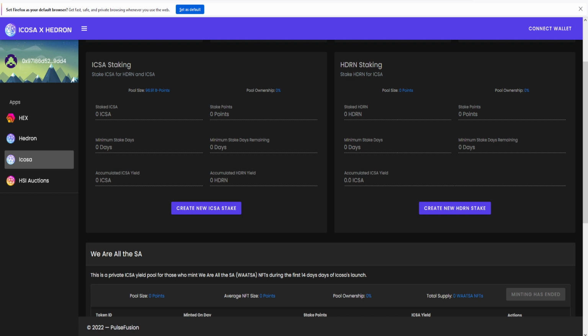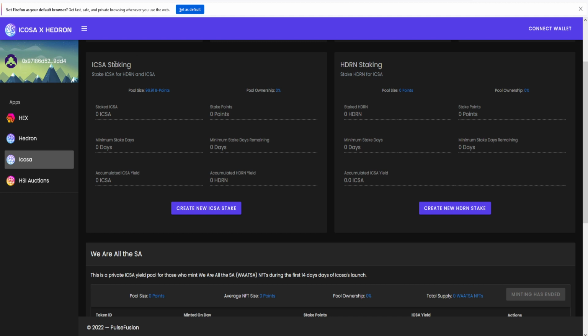Hi guys, what you are seeing in front of you is the front end for the Icosa ecosystem. So let's have a quick look here. What is Icosa? Icosa is a platform where we could stake some tokens and generate yield. The yield in this platform is generated in the form of a token called Icosa.